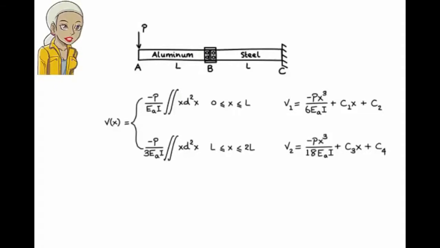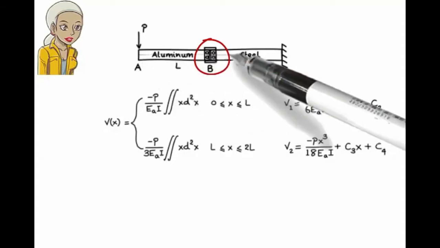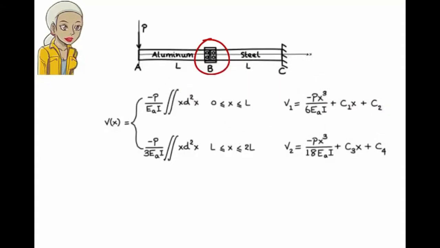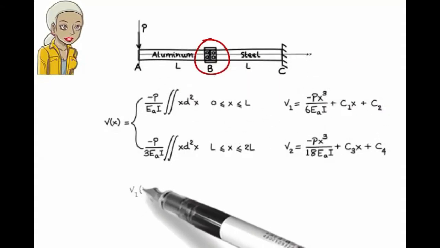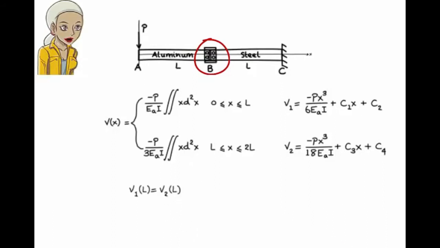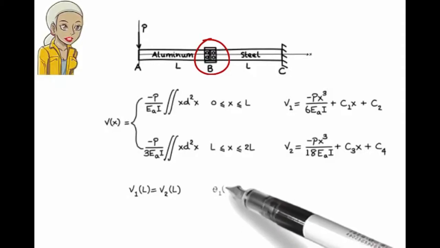To solve for the integration constants, C1 through C4, we need 4 boundary condition equations. We can get 2 equations by imposing 2 continuity constraints at point B, where the aluminum segment is attached to the steel segment. Equation 1. Deflection must be continuous at B, that is, V1 at L equals V2 at L. Equation 2. Slope of the elastic curve must be continuous at B, hence θ1 at L equals θ2 at L.